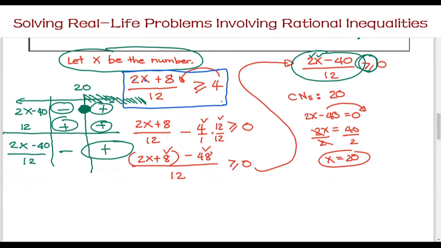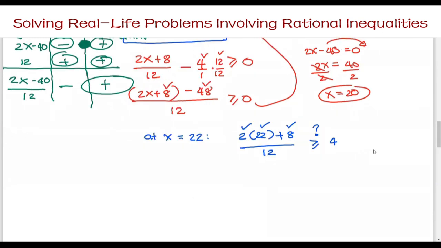Okay, let's say 22. Kunyari, at x equals 22. Okay, mag-substitute tayo. 2 times 22 plus 8 divided by 12. Ito kaya ay greater than or equal to 4? Lagyan natin ng question mark kasi hindi pa tayo sure. What is 2 times 22? 44. 44 plus 8, 52. So we have here 52 over 12. Is this greater than or equal to 4?